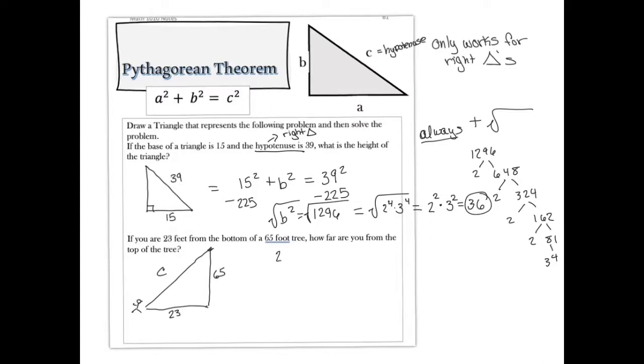So our Pythagorean theorem would be 23 squared plus 65 squared is equal to C squared. So 23 squared plus 65 squared is equal to 4,754. So C is going to be equal to the square root of 4,754. So again, we want to try breaking this down. So this is 2 times 2,377.